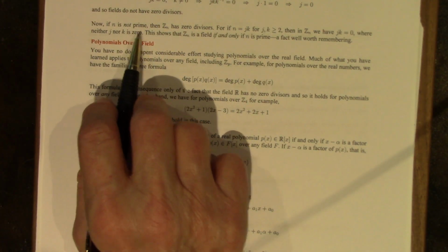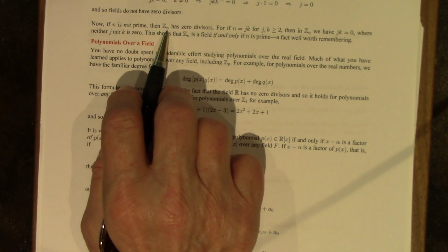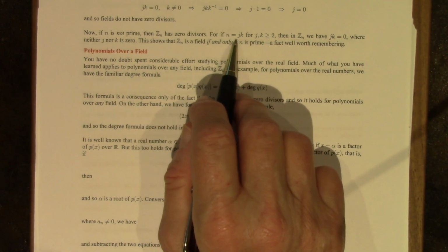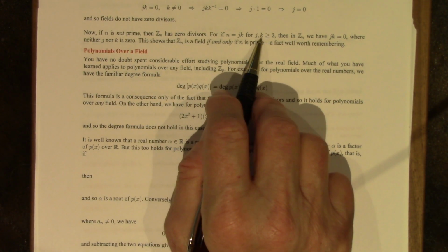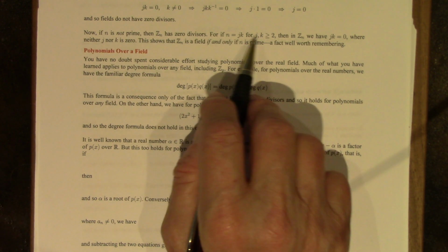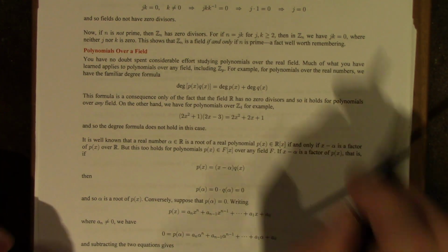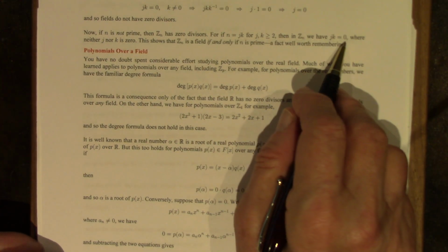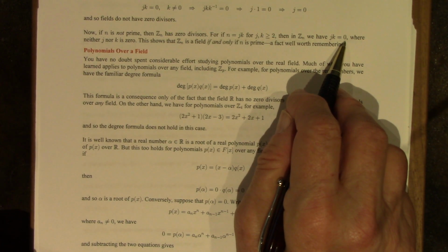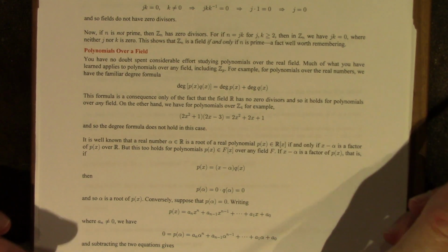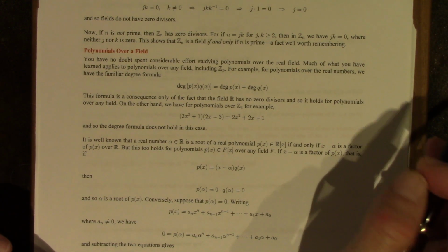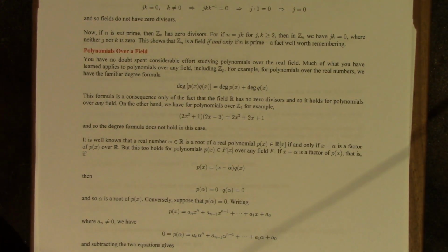Well, if n is not prime, then Zn will have 0 divisors. Because if n is equal to j times k, where j and k are bigger than or equal to 2, because n is not prime, it factors non-trivially, then in Zn, the product jk is equal to 0, because it's 0 mod n. So we have 0 divisors. So this shows that Zn is a field if and only if n is prime. And that's quite an important result.